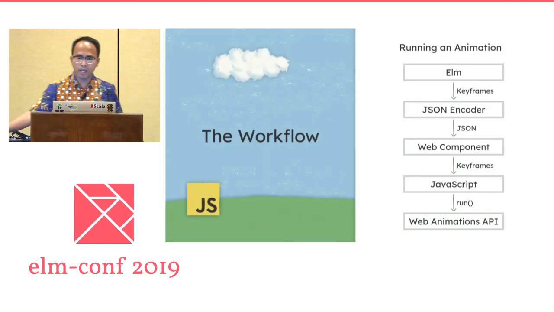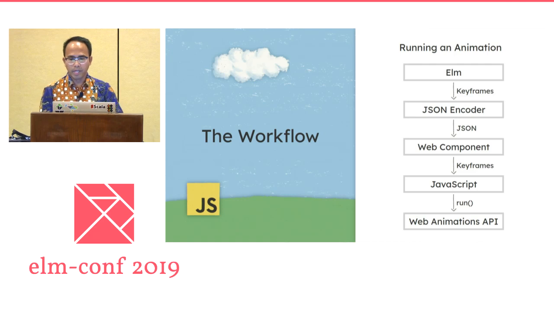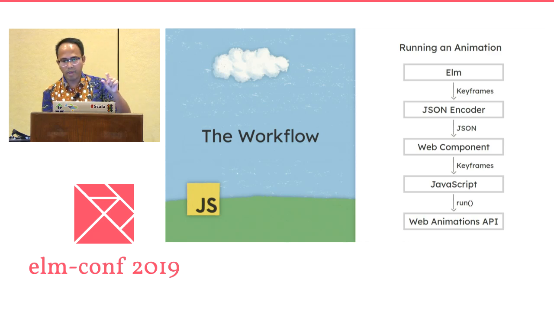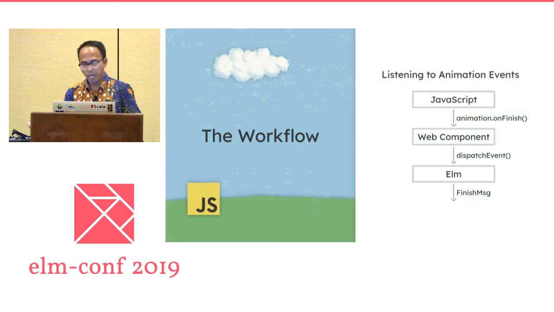So the workflow here is that from our Elm code, we will take this keyframe and run it through a JSON encoder, which will produce JSON, and we pass this JSON into our web component via the attribute. Then the web component listens to that attribute change, and we get the keyframe back. Now we can pass it into JavaScript, and JavaScript will run that keyframe with the web animation API. So this is how you tell the element to move or to animate.